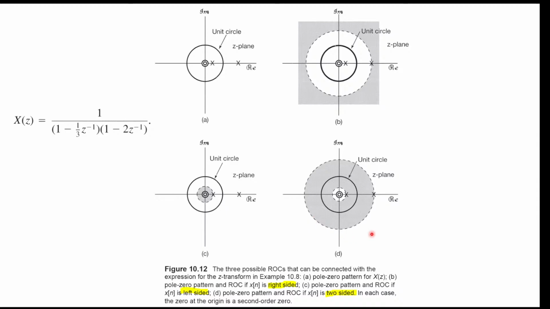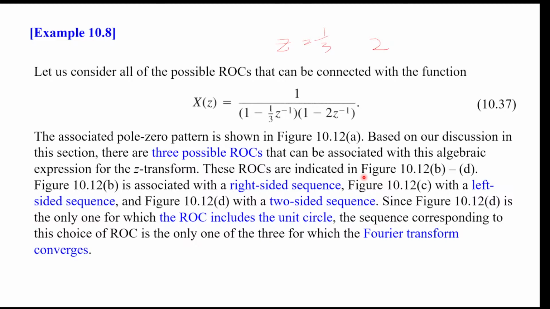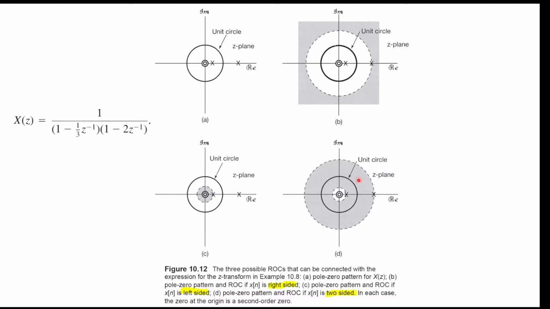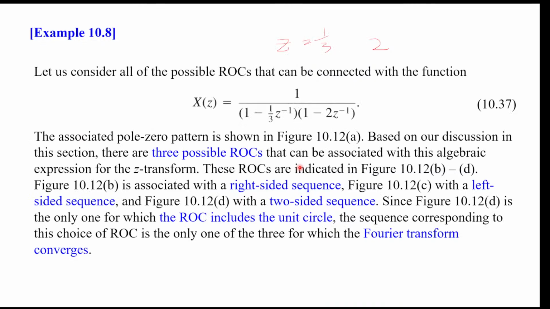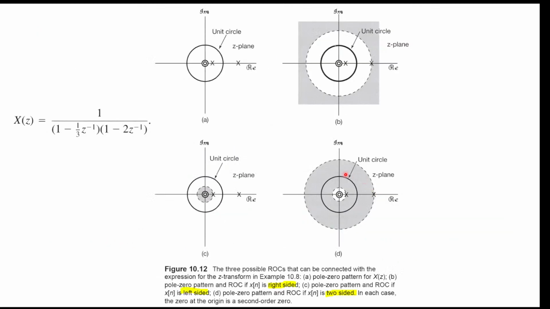But this ROC also has a nice property: it includes the unit circle, and so the signal will have a Fourier transform. Also, a bit of a spoiler, this means that the system function corresponds to a stable system. So the ROC includes the unit circle, and this means that the time domain signal will have a convergent Fourier transform.